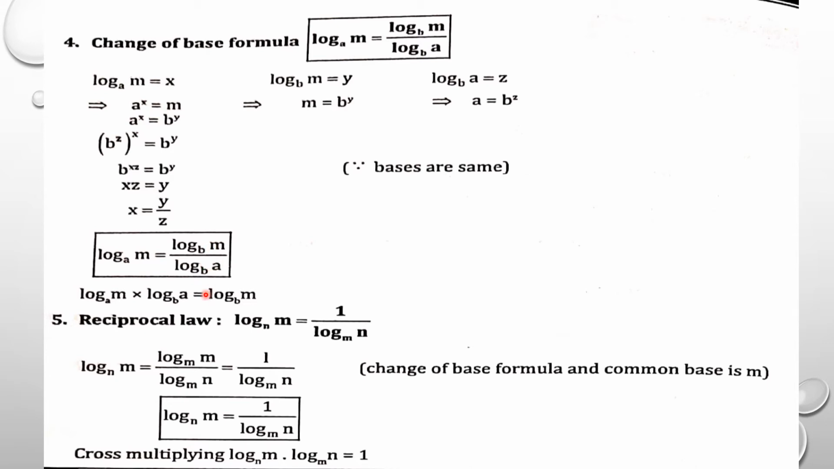Whenever it is a reciprocal, log m to the base n will become 1 divided by log n to the base m. So here you should be careful. Here you are having base as n and the value as m. So whenever it is taken as reciprocal, base will become m and the value will become n. So here be careful.